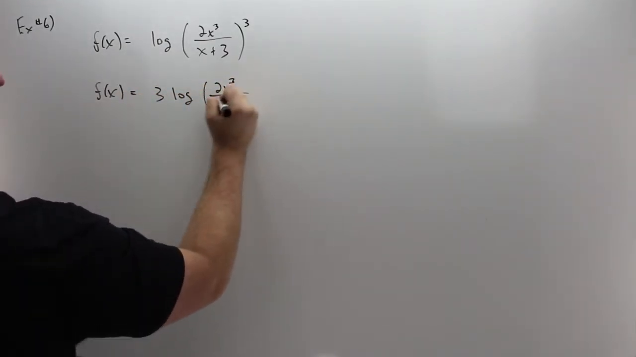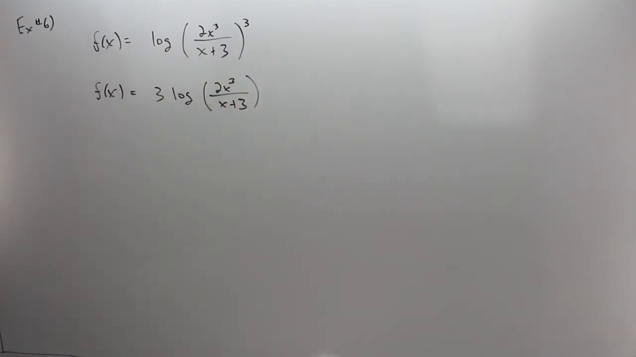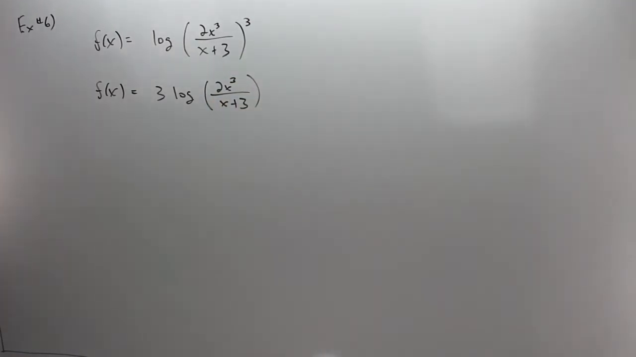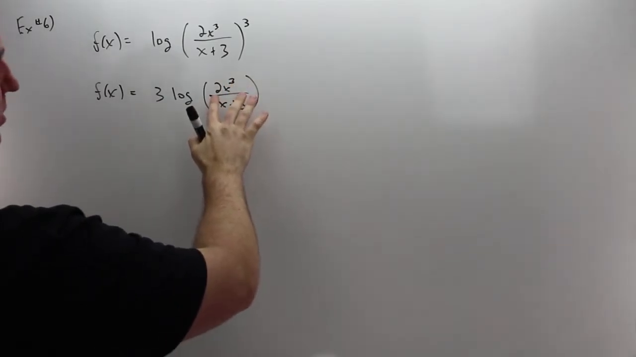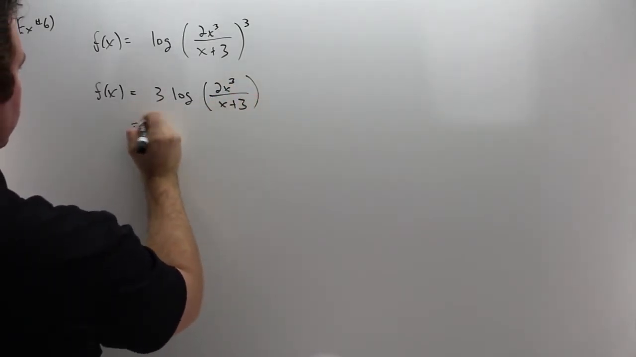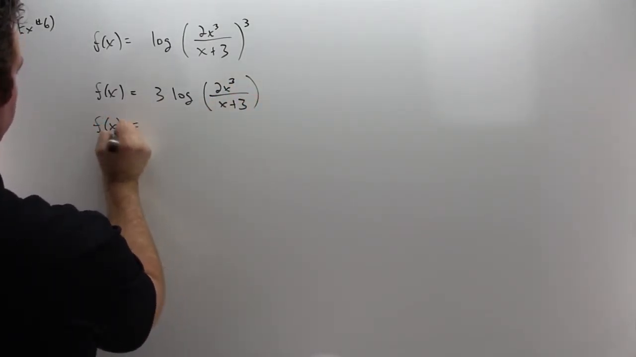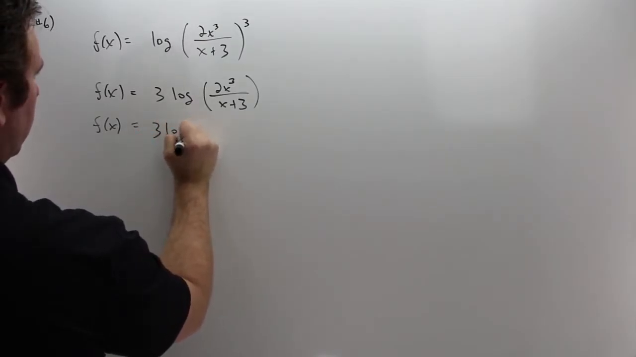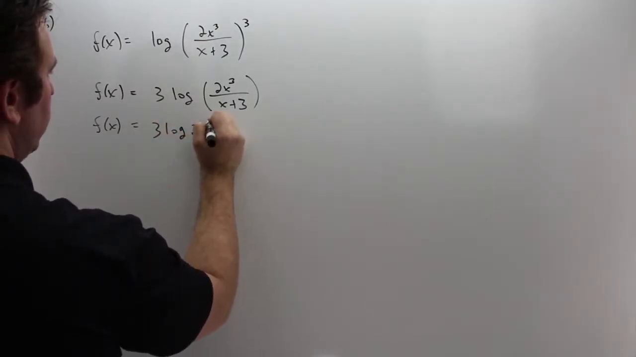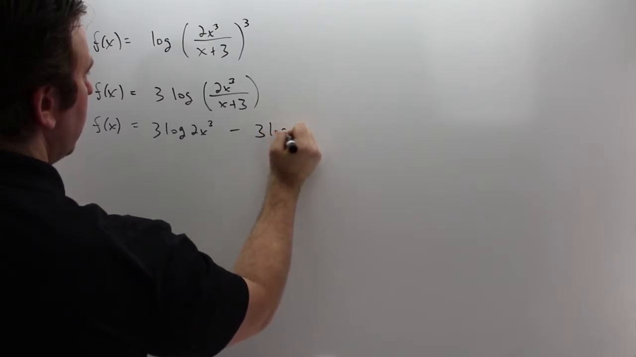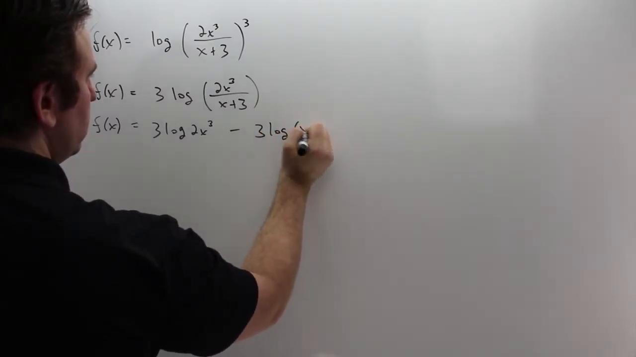2x cubed over x plus 3. Okay, there's another rule. I think it's called the quotient rule, and that's where, when we have division, we can break them up. So this becomes 3 log 2x cubed minus 3 log x plus 3.